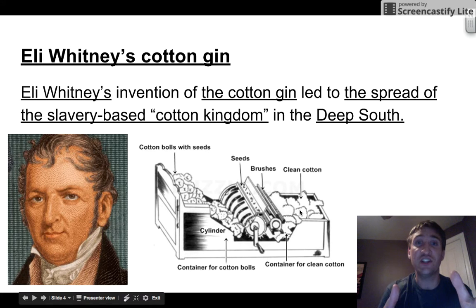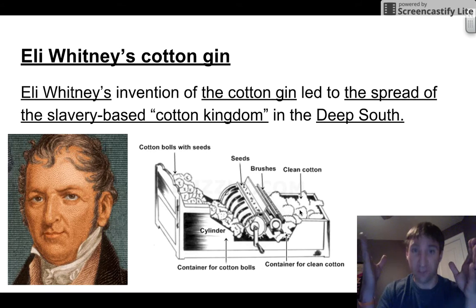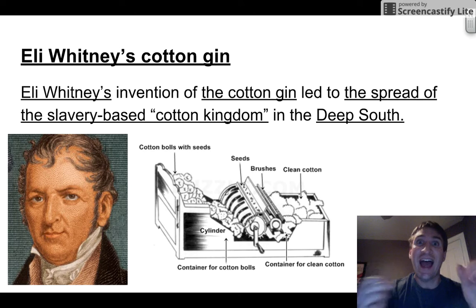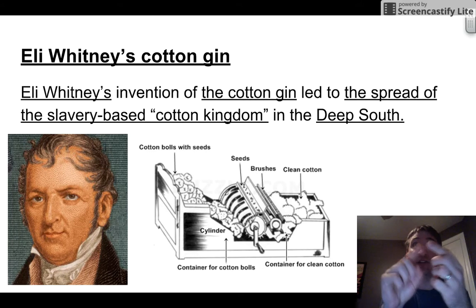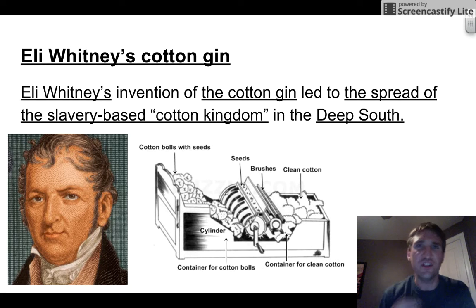Before this invention, workers, and I mean slaves, had to separate by hand the very sharp seed from the clean cotton. And you would often have your fingers cut by the sharpness of the seeds. So this invention made it a lot easier. Unfortunately, it also increased slavery in the South, and you might say this invention helped cause the Civil War.